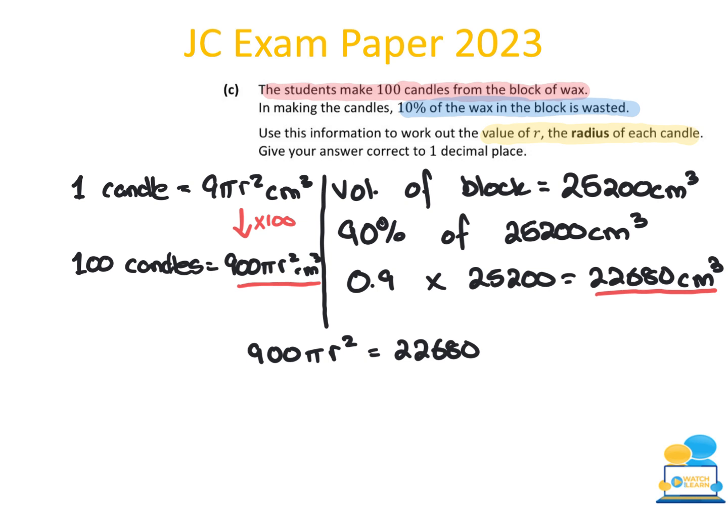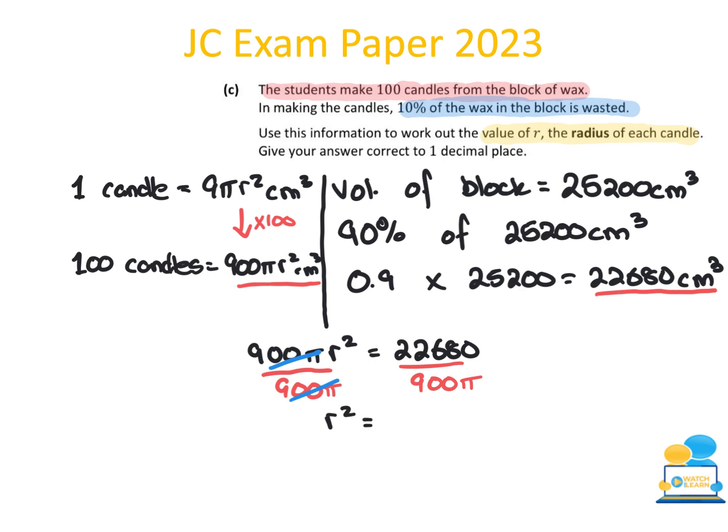So I'm going to start off by removing the 900 pi. So 900 pi is attached on by multiplication. So to remove it, I will divide by 900 pi. And I must do that on both sides to balance my equation. Once I do that on the left hand side, 900 pi will cancel and I will be left with r squared.